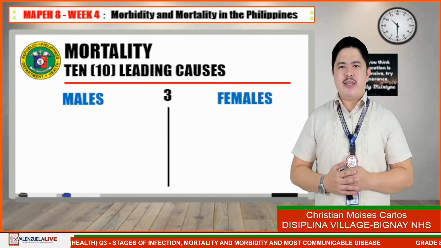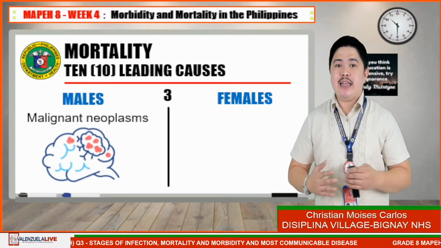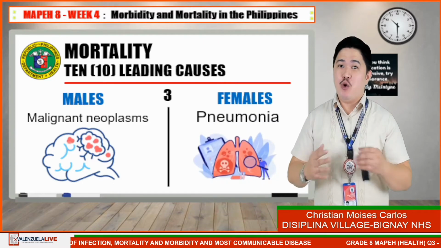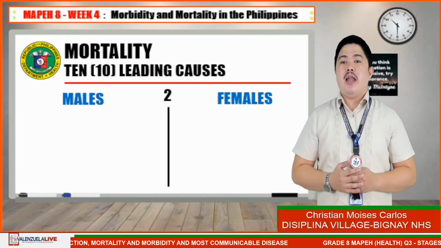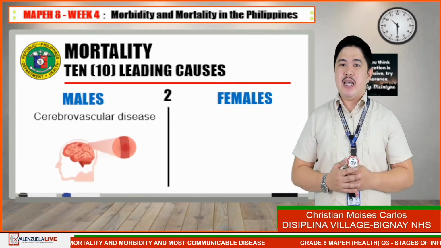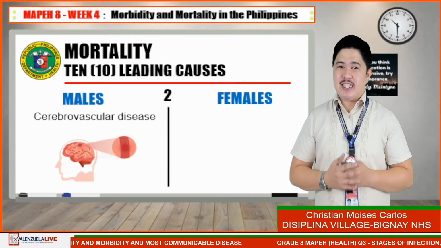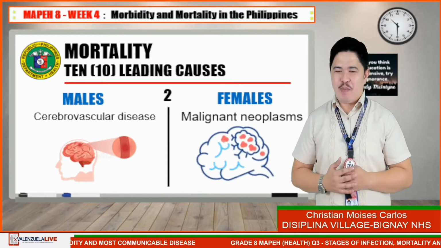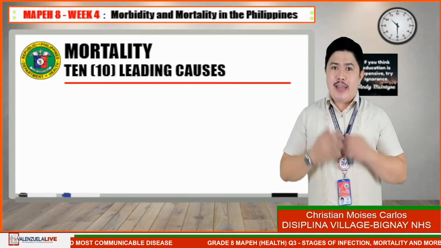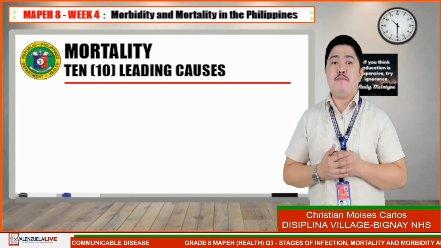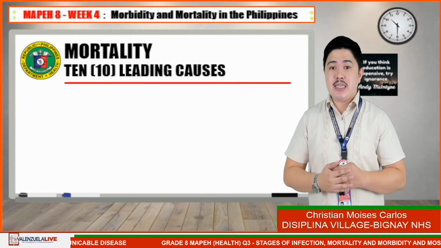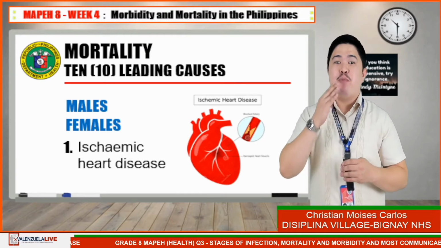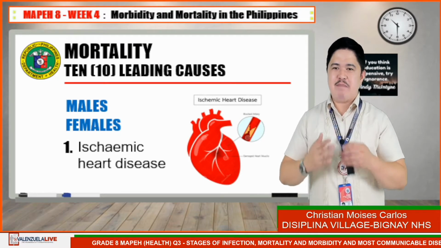Number 3 for males is malignant neoplasm, while in females is pneumonia. Number 2 for males is cerebrovascular disease, while in females is malignant neoplasm. The number 1 leading cause of mortality in the Philippines is, yes, ischemic heart disease for both males and females.